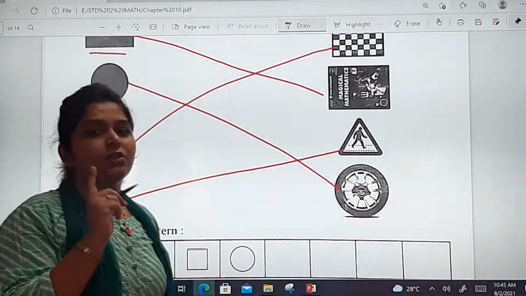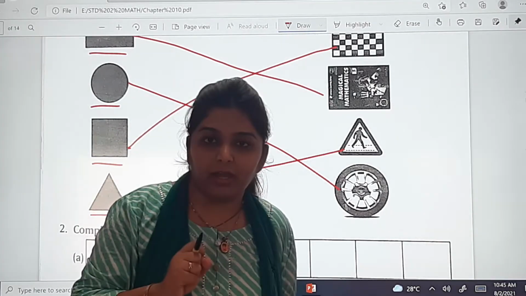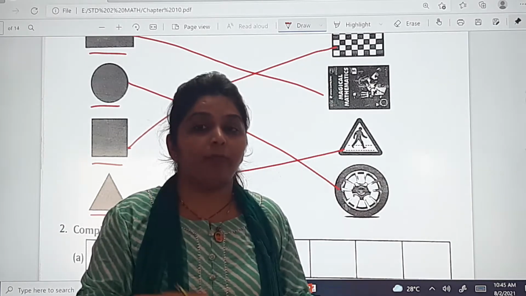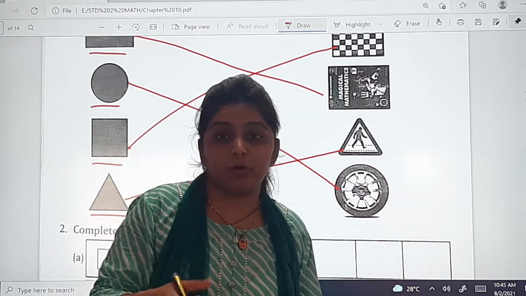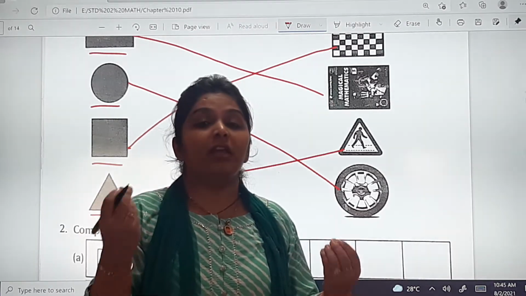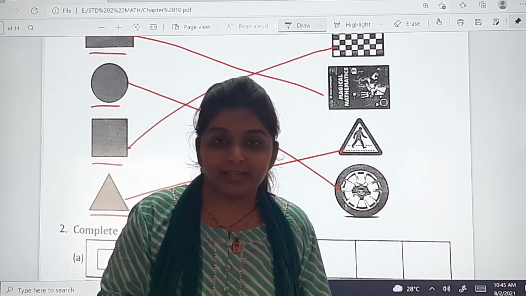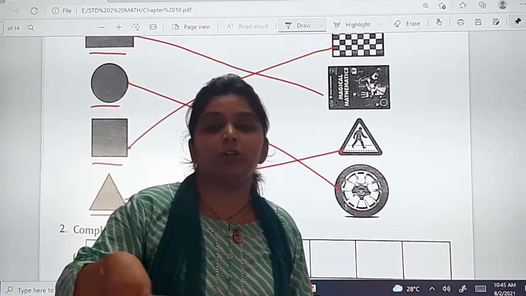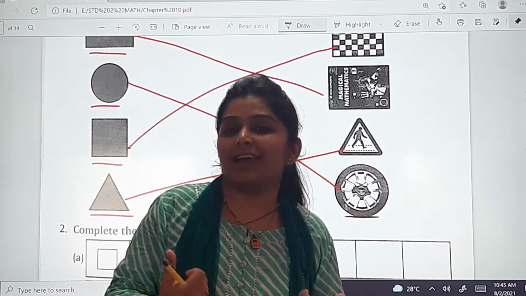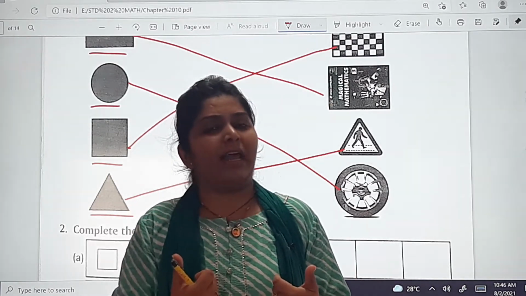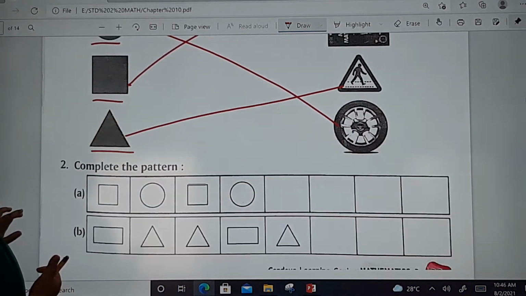Understood? Now, at home also, you have to find some objects like this. And you have to tell your mom what the shape of this object is. For example, your textbooks, your notebooks. Then you can even take some more objects from the kitchen area as well. You can tell your mom that it is circular in shape, or square in shape, or rectangle in shape. Okay, so this is a small activity which I am going to give you.